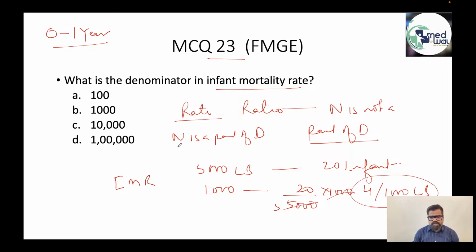So what I said, the numerator is a part of the denominator, it is a rate. These infant deaths are live births only, so they are part of this 5000. So infant mortality rate is expressed per 1000.